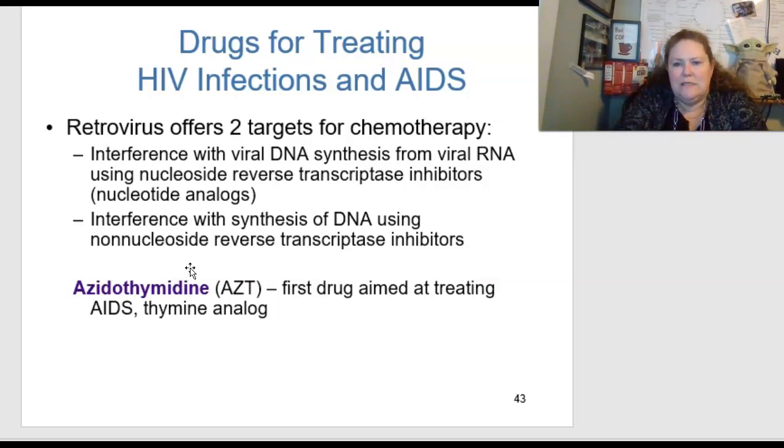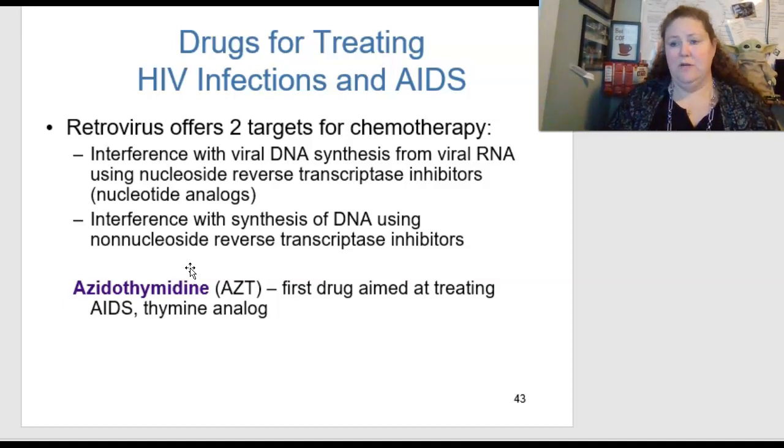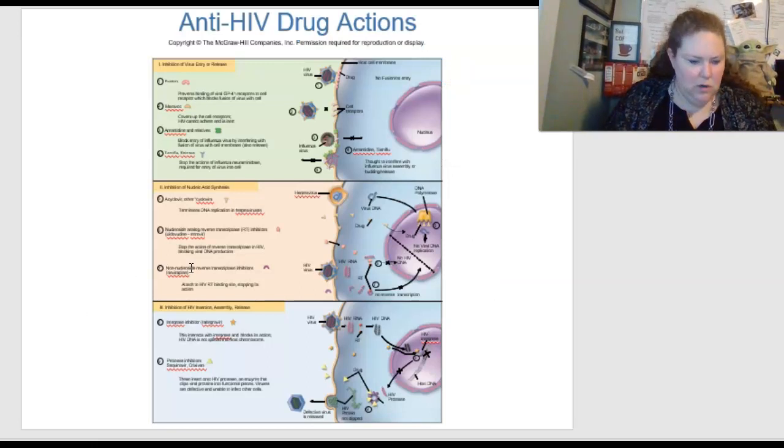AZT, like I said, is a very popular drug that's used widely now for HIV/AIDS treatment, and this was the first drug aimed at treating full-blown AIDS. It is a thymine analog, so that is how it works. This is, again, figure 12.6, and this shows how the anti-HIV drugs are acting on different parts of the cell itself.